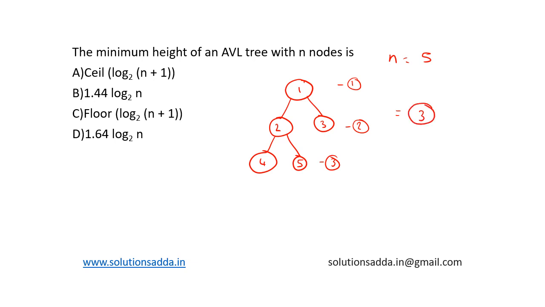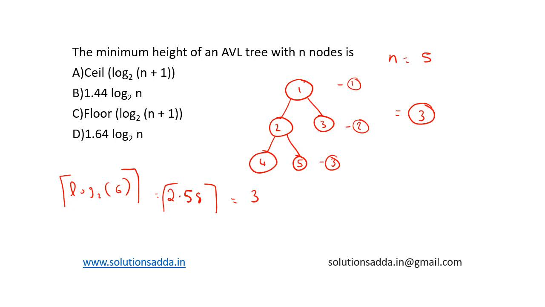Now let's consider all of the options. Option A, ceil of log n plus 1. Log of n plus 1 here is 6, since 5 plus 1 is 6. And the ceil, that is the upper bound. Here we have log of 6 equal to 2.58. So the ceil is equal to 3.